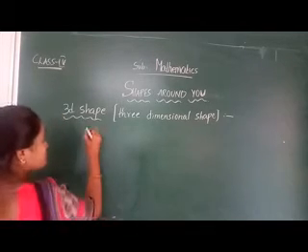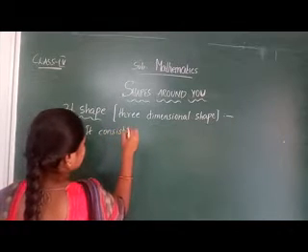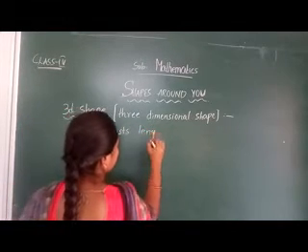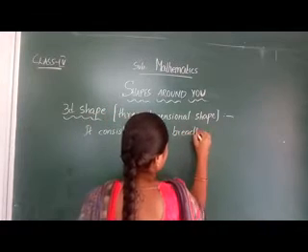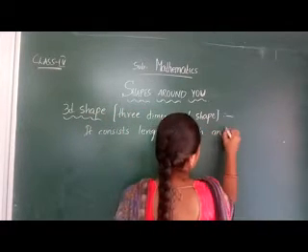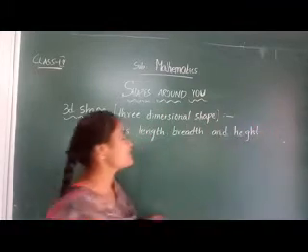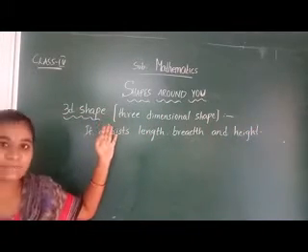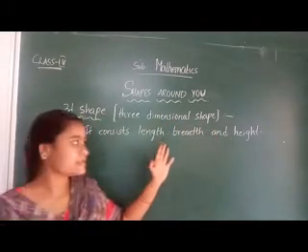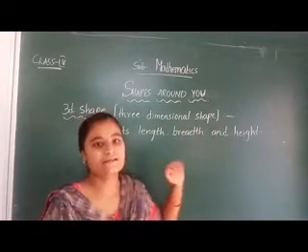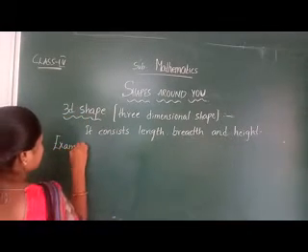But in a 3D shape, it consists of length, breadth, and height. See, a 3D shape means a three-dimensional shape. It consists of length, breadth, and height. Examples of 3D shapes.